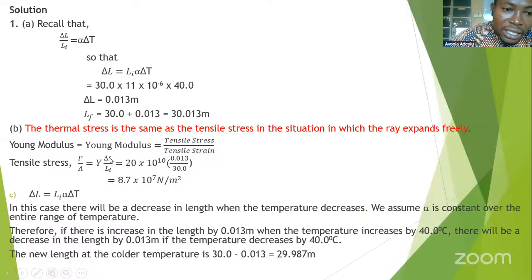Tensile strain can be calculated using this formula: change in length over original length. Young modulus given in the question is this, and the change in length we have calculated is 0.013 divided by the original length, which is 30.0 meters. When you divide this, multiply by 20 times 10 to the power 10, you have the thermal stress. It's the tensile stress you calculated, but it's the same thing as the thermal stress if the expansion is not allowed. So is that clear?